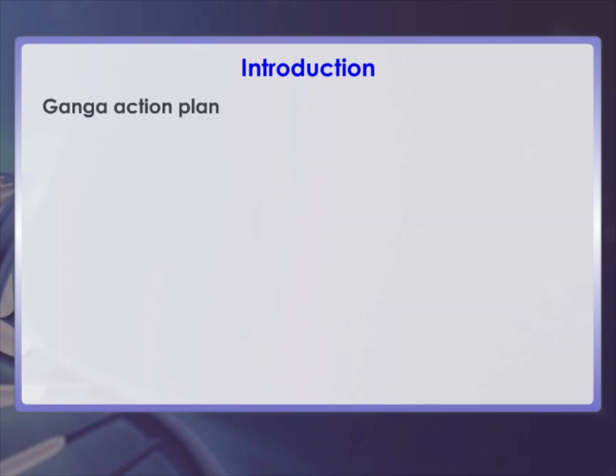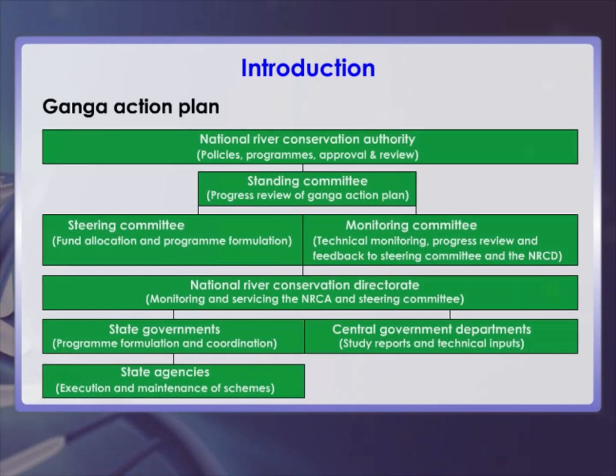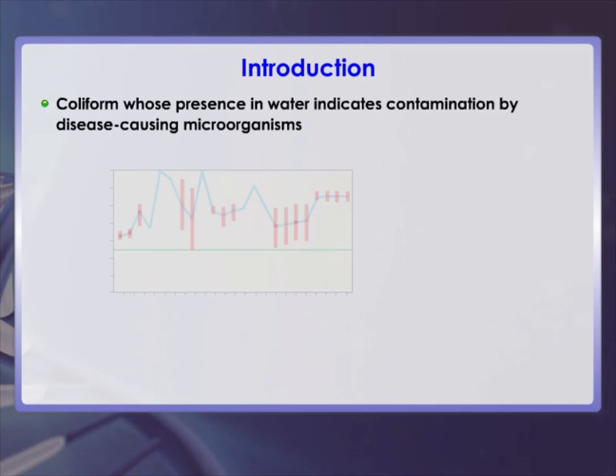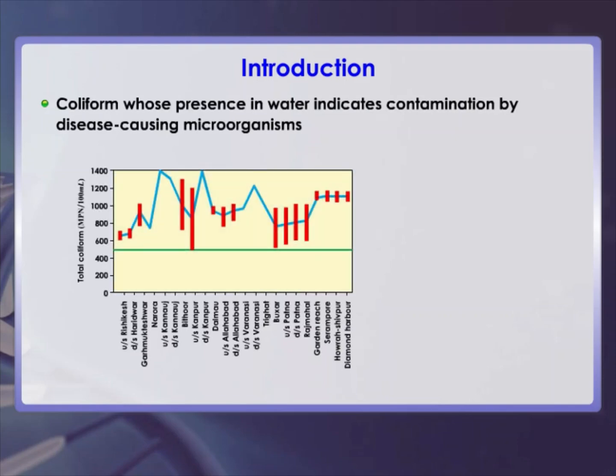Introduction. Ganga Action Plan. Awareness about the problems caused by unthinkingly exploiting our resources has been a fairly recent phenomenon in our society. And once this awareness rises, some action is usually taken. You must have heard about the Ganga Action Plan. This multi-crore project came about in 1985 because the quality of water in the Ganga was very poor. Coliform is a group of bacteria found in human intestines whose presence in water indicates contamination by disease-causing microorganisms.